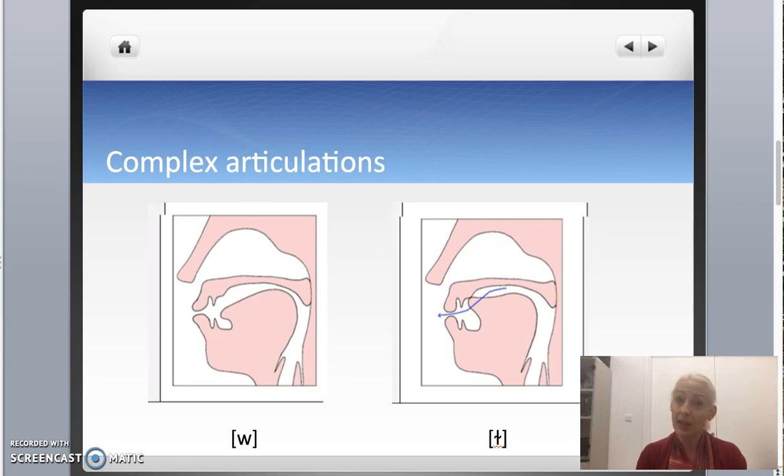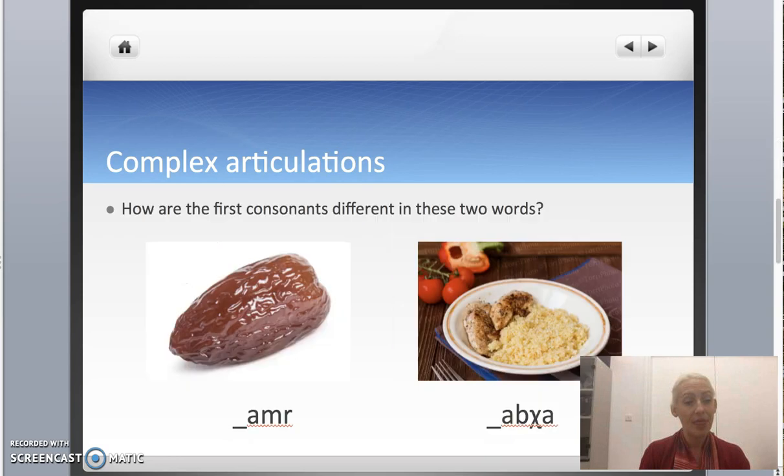Now in Arabic, we also get complex articulations. Think for a little while. What is the difference between the two consonants that start these two words? So we have the date, and we have the meal. If you say the words, how is the first sound different?